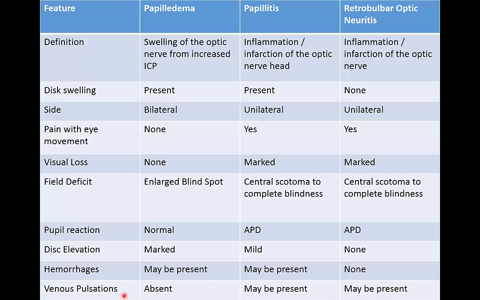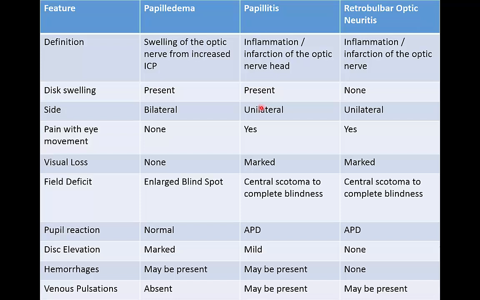Venous pulsations are always going to be absent in papilledema, where they may be present in papillitis or optic neuritis. So the bottom line is the patient who has optic neuritis, which is due to inflammation or infarction of the optic nerve, the fundoscopy will look fairly normal, but the patient will have marked visual loss and will have an abnormal pupillary reaction. A patient who has papilledema or papillitis, they will look very similar on fundoscopy.